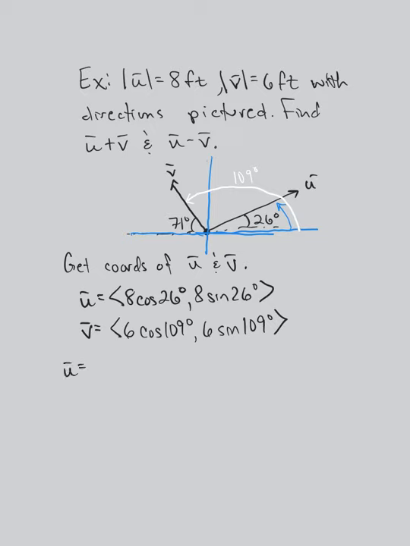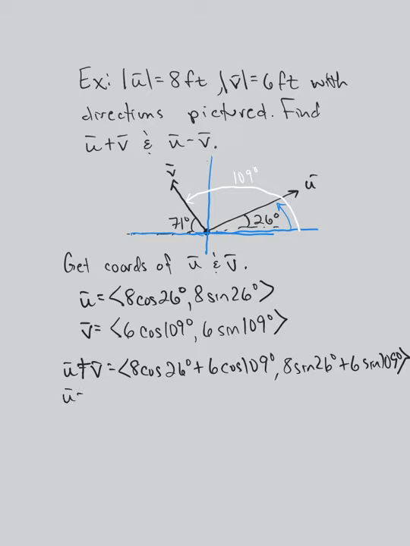I have U plus V is equal to 8 cosine 26 degrees plus 6 cosine of 109 degrees, and 8 sine of 26 degrees plus 6 sine of 109 degrees. So there's the coordinates of U plus V. U minus V is going to be the exact same thing, except there will be minuses there. Okay, so the only thing that happens is you end up subtracting those.